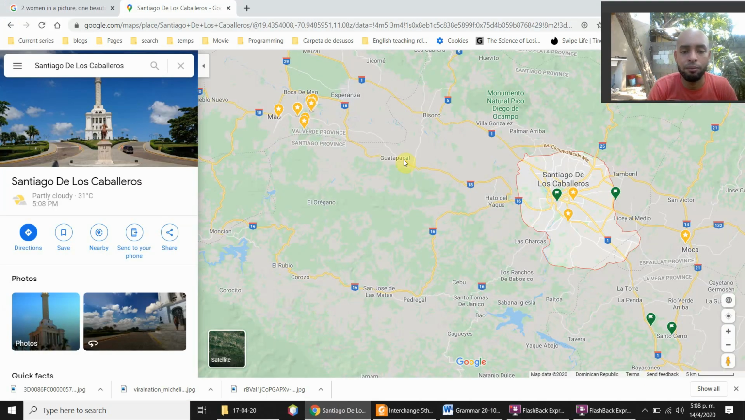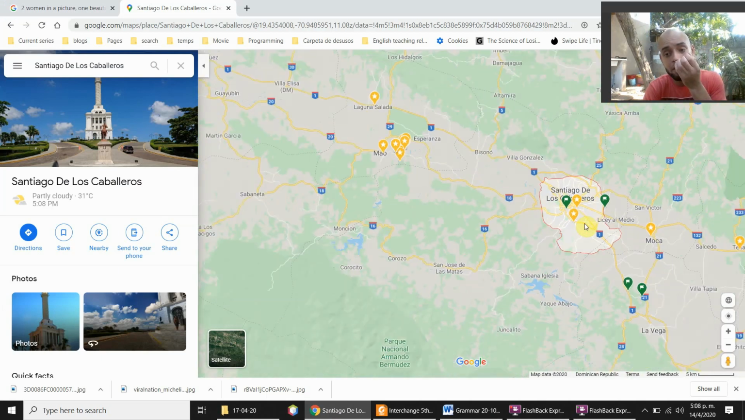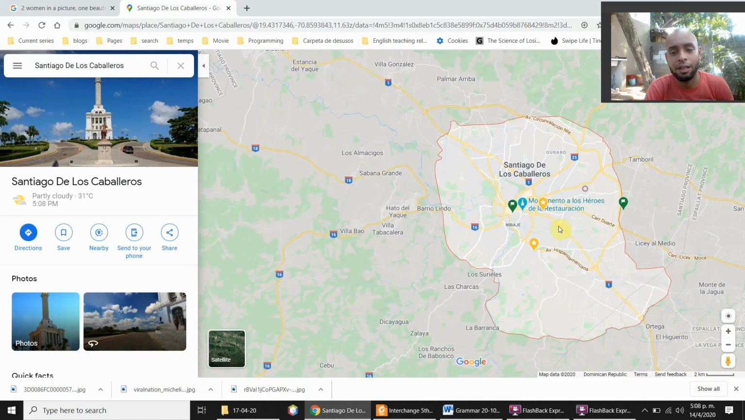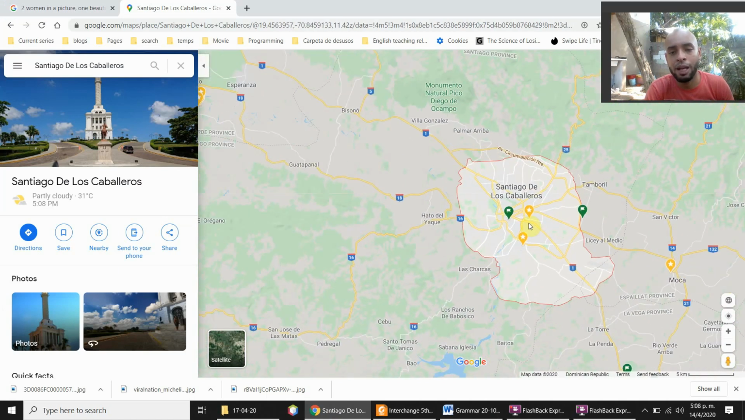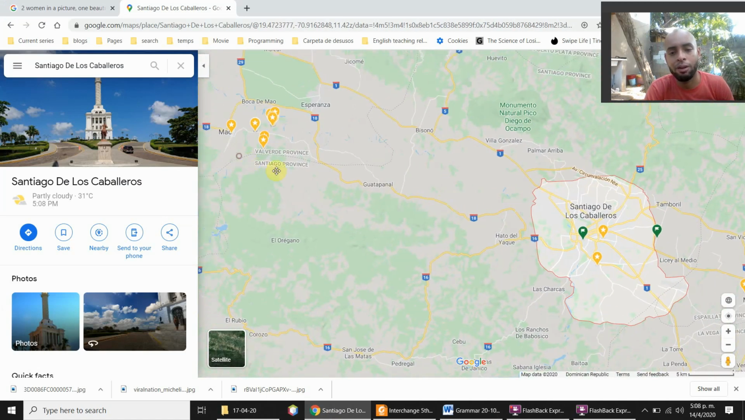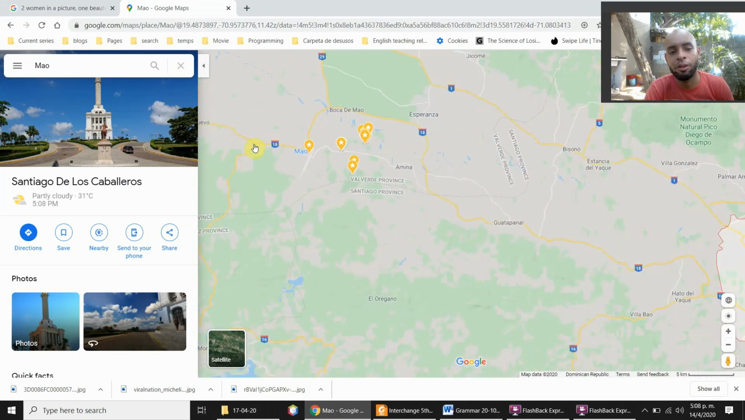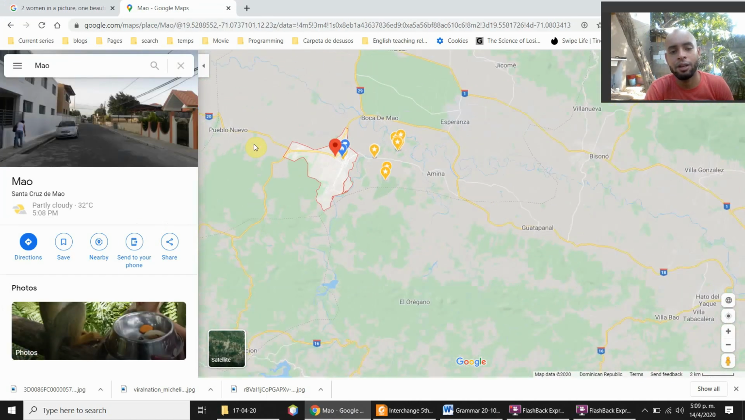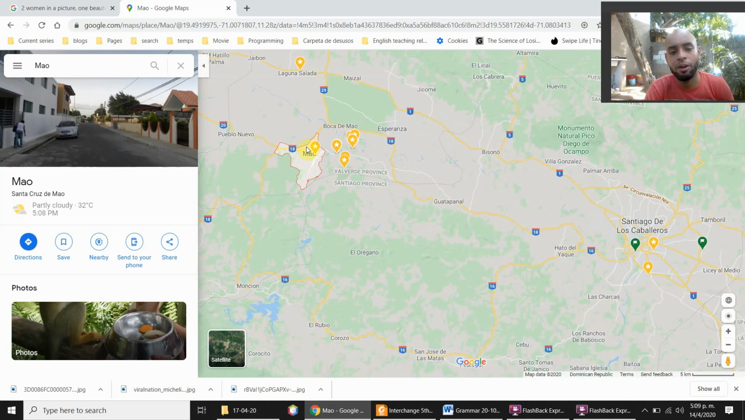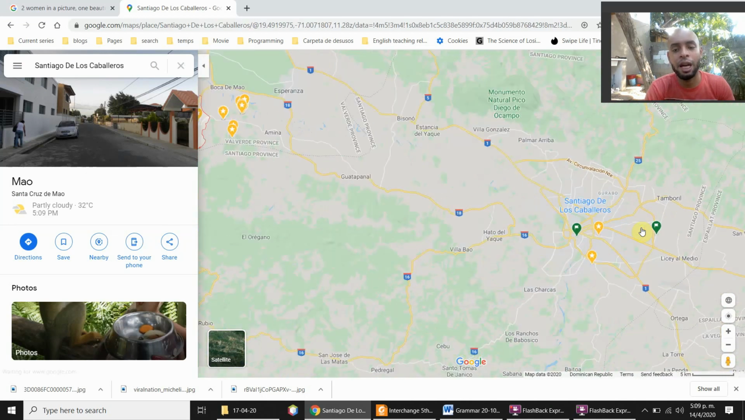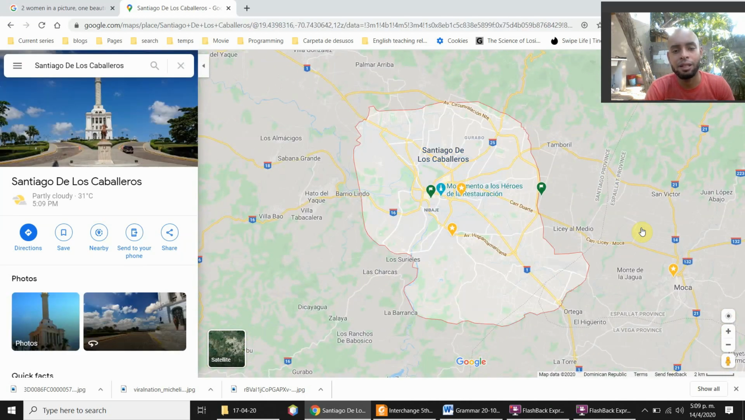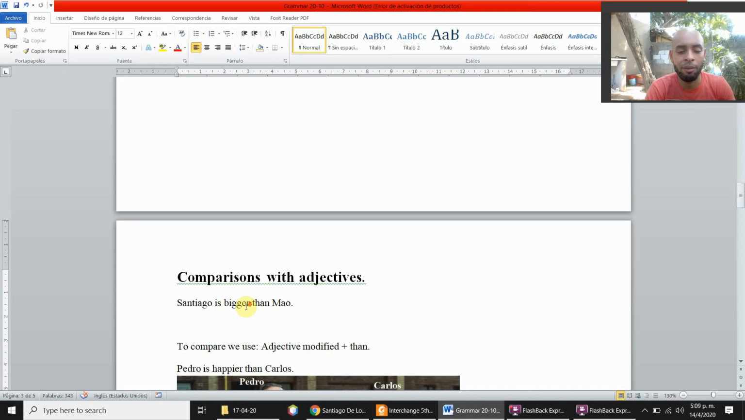Let's see if that's true. You see Santiago here? Santiago is big. On the map, Santiago is very, very big. The urban area of Santiago. What about Mao? Mao is small compared to Santiago. So Santiago is bigger. The area is more extensive than the area of Mao. So Santiago is bigger than Mao.